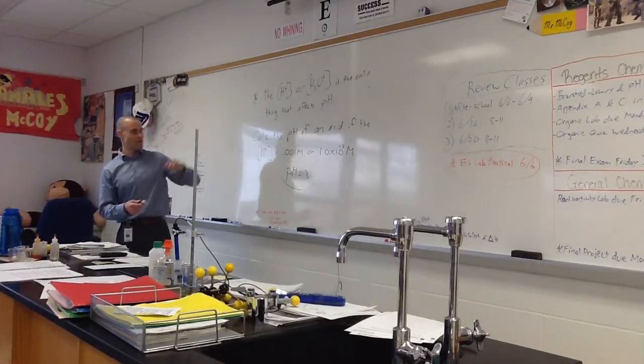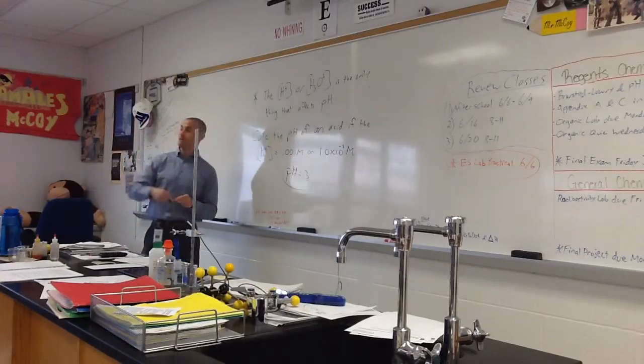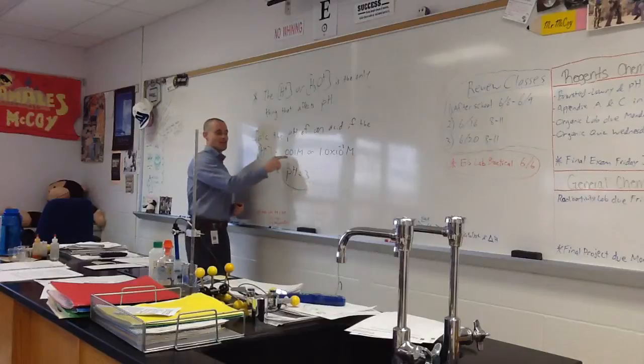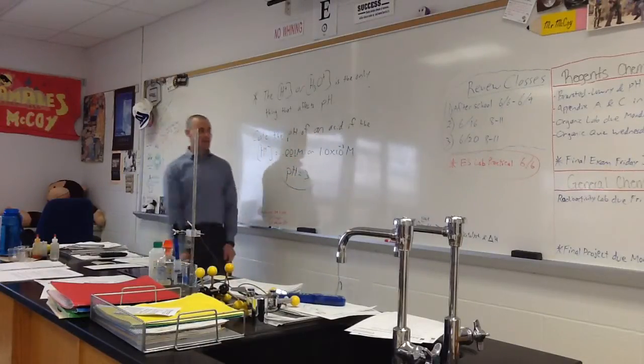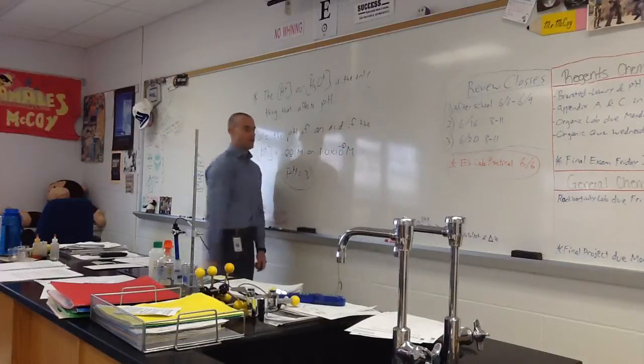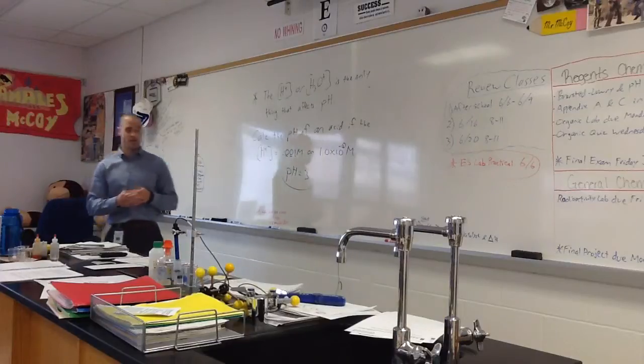Does anyone know where I might be getting that 3 from? Back with the zeros, right. It's the number of decimal places. 1, 2, 3. That's the pH. Or, if they give you scientific notation, it's just the exponent. How easy is that? I don't really need to teach you much more. You just need to remember that.